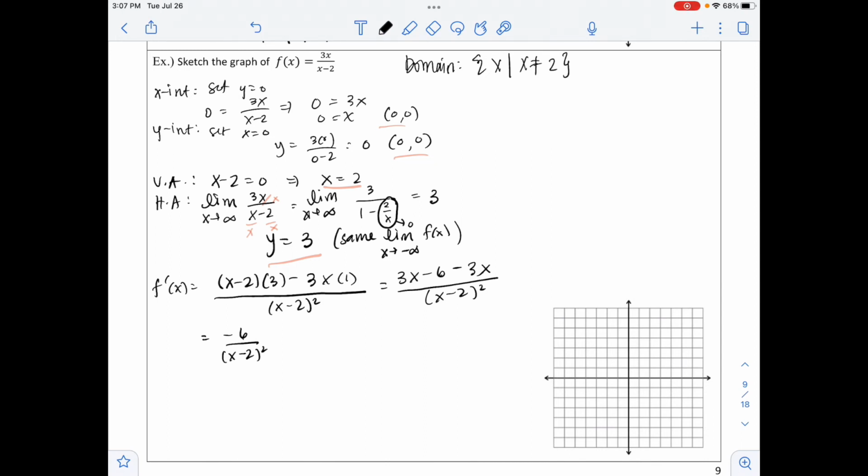To find our critical values, we set this equal to 0, multiply both sides by that denominator, and we get negative 6 is equal to 0. And so we don't have any places where our first derivative would equal 0. However, we do see where f prime is undefined. So we'll put down f prime of x cannot equal 0, but f prime of x is undefined at x equals positive 2.